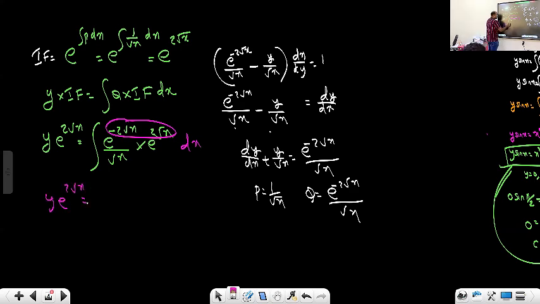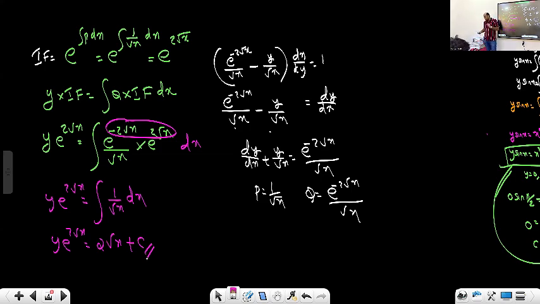y e raised to 2 root x equals integral 1 by root x dx. You know what is 1 by root x integral? Just now I taught you. What is 1 by root x integral? 2 root x plus c. This is only the solution. General solution only. No x value and y value given. Am I right? No x value and y value given.